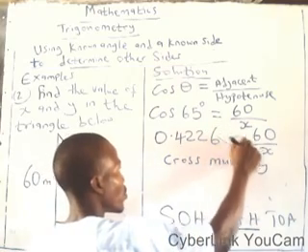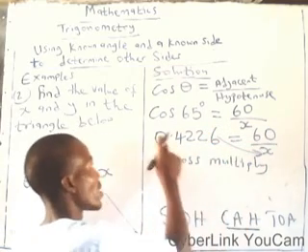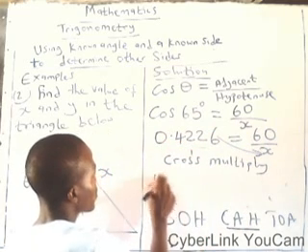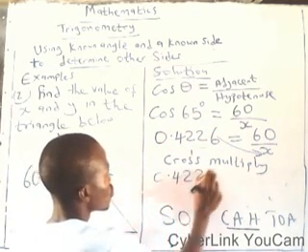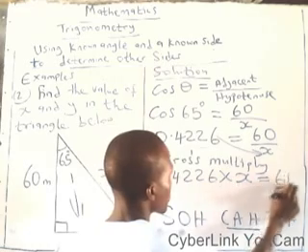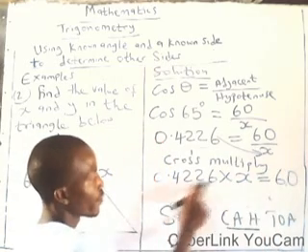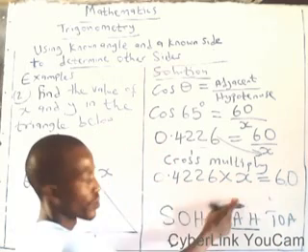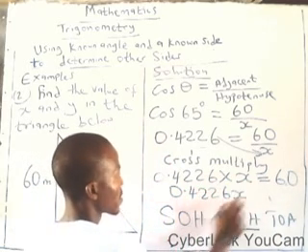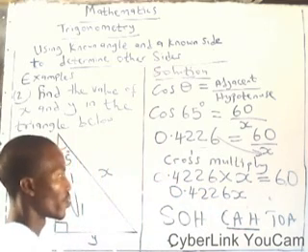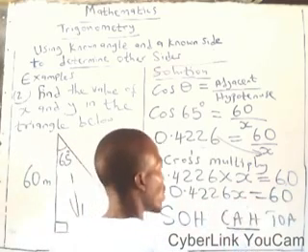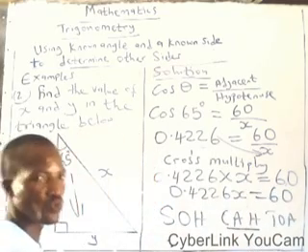This value will multiply the denominator here. This one is assumed to be what? Over 1. In that case, we now have 0.4226 multiplied by x is equals to 60. 0.4226 times x will give us what? That is 0.4226x. And when you have this, 0.4226x is equals to 60. And we are looking for x. What are we going to do?